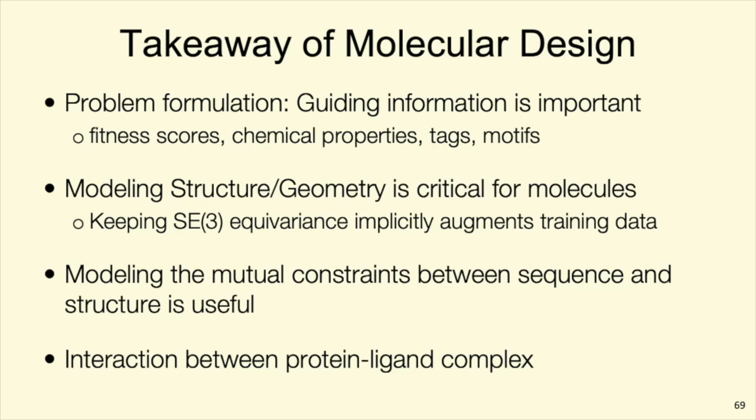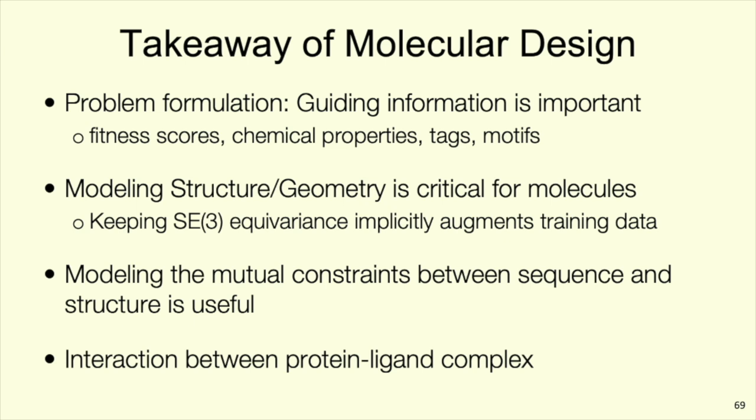Some important takeaways for molecule design. The problem formulation is important. Of course, we can borrow a lot of ideas from natural language, computer vision, and computer graphics, but we still need to consider the chemical and biological specific information. This guiding information is important. For example, the fitness score tailored for a particular chemical reaction, the chemical properties, the molecule categories, tags, and motifs.